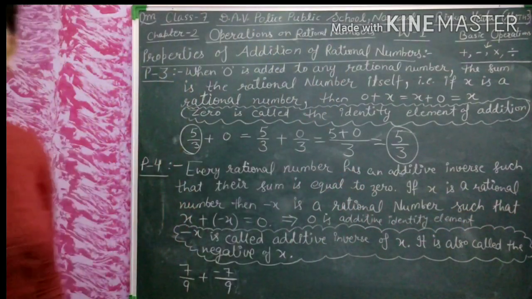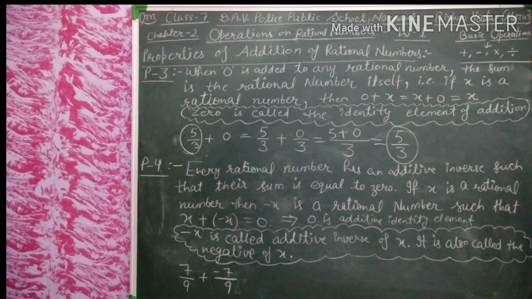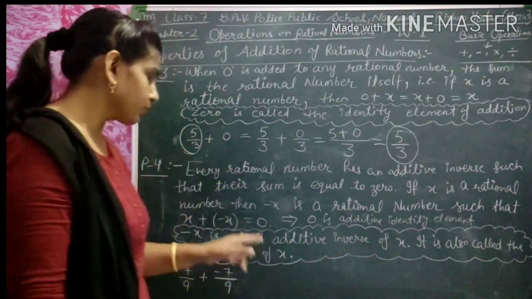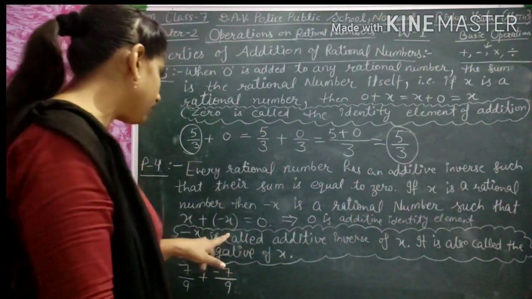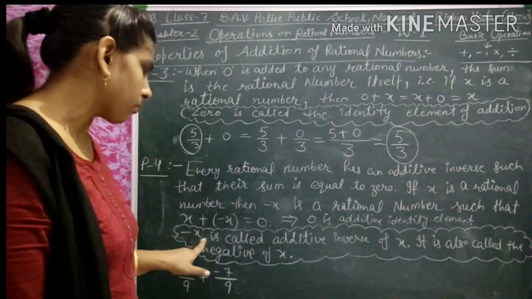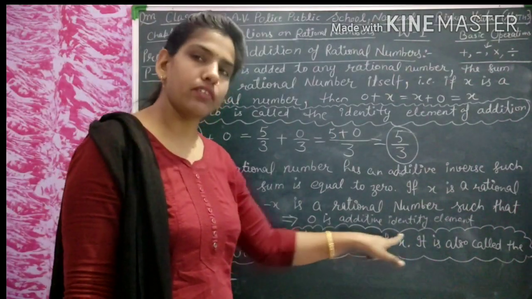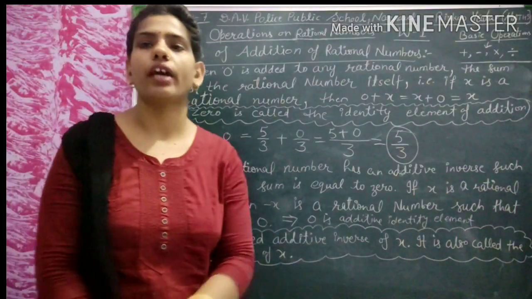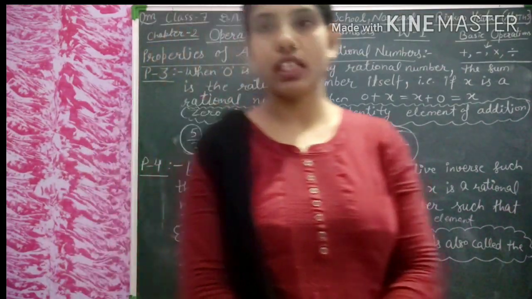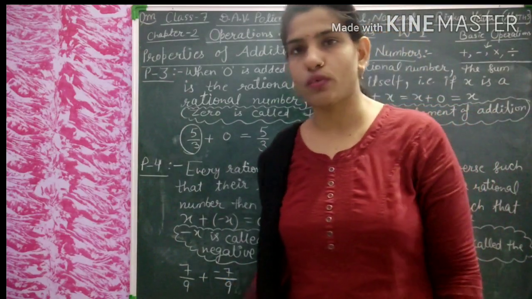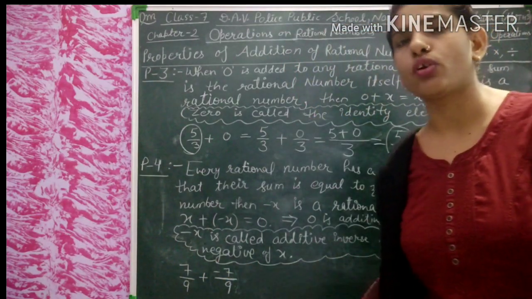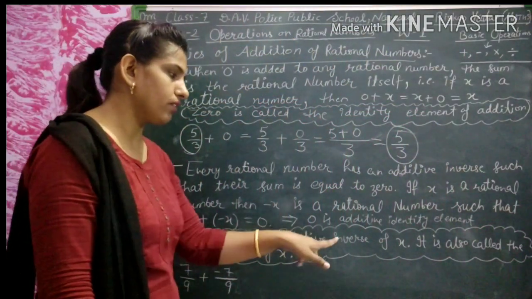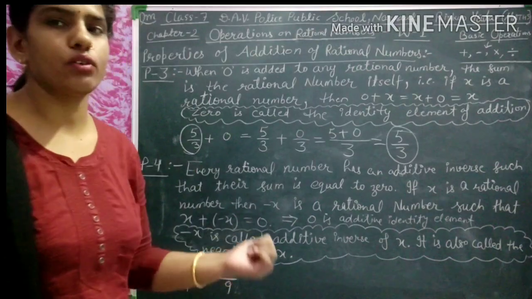Additive identity element. 0 is the identity element. In this property, remember that minus x is called the additive inverse of x. It is also called the negative of x. We will say additive inverse of x or negative of x. Both ways we call it additive inverse of x and negative of x.